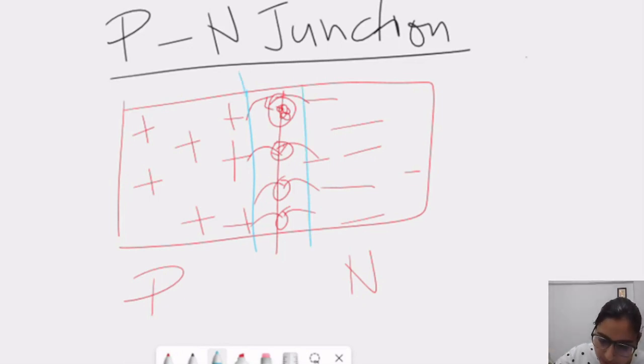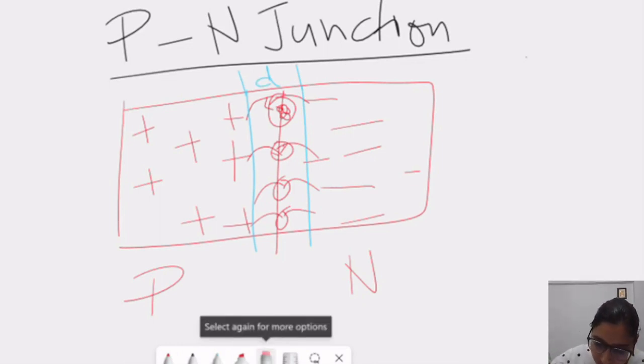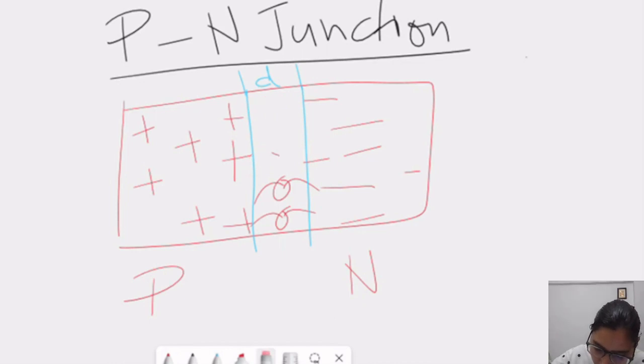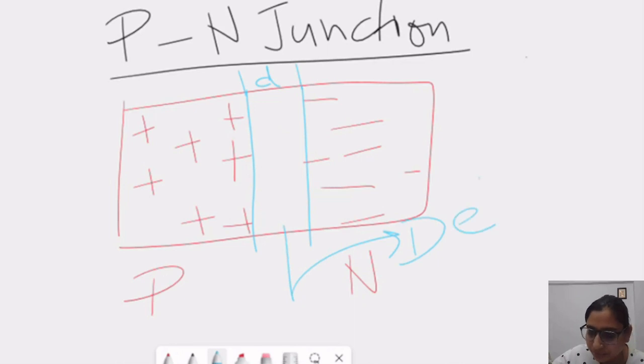Let's say this is the distance d and a layer is formed where neutral charges are inside. It means these charges which are inside are neutral in form. So, if they are neutral, I draw it with empty space. We consider this as the depletion layer. Now, what does a depletion layer mean?